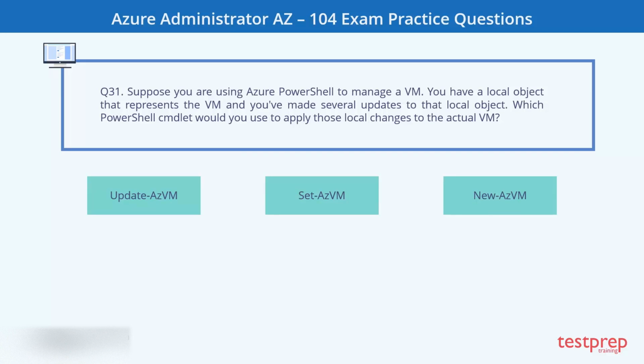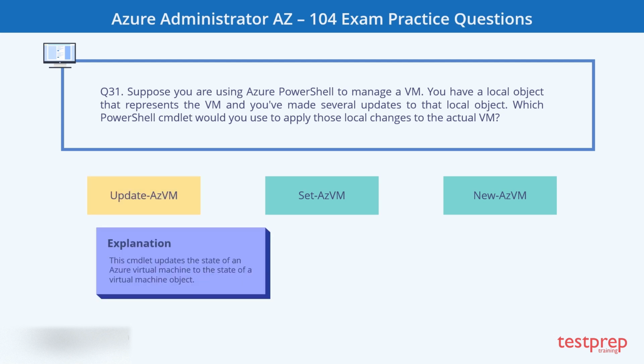Question 31. Suppose you are using Azure PowerShell to manage a VM. You have a local object that represents the VM, and you've made several updates to that local object. Which PowerShell cmdlet would you use to apply those local changes to the actual VM? 1. Update-AzVM. 2. Set-AzVM. 3. New-AzVM. The correct answer is 1. Update-AzVM. This cmdlet updates the state of an Azure virtual machine to the state of a virtual machine object.